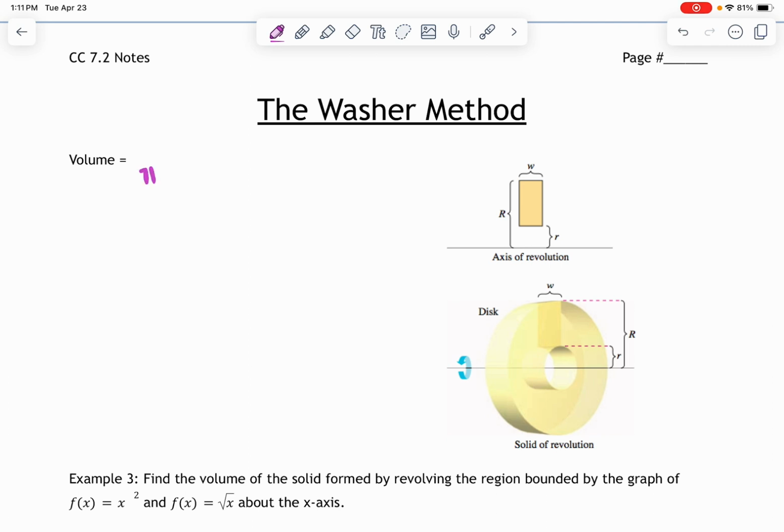What we're going to do for volume is we're still going to use pi r squared, but instead of r, it has to be something more complicated, indicating that there's a hole in the middle. So we're going to find it like there wasn't a hole.